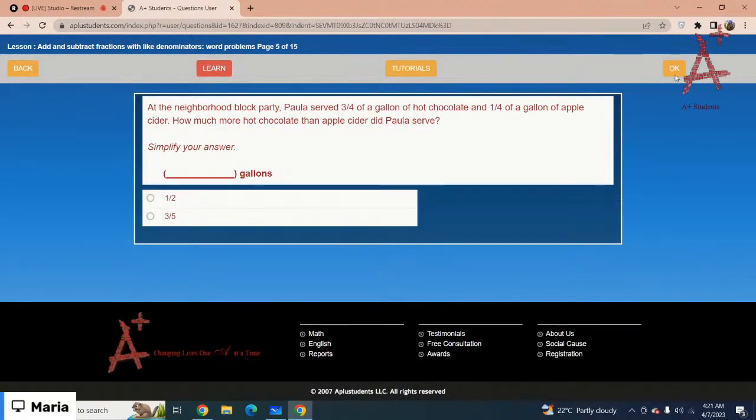Okay, at the neighborhood block party, Paula served 3/4 of a gallon of hot chocolate and 1/4 of a gallon of apple cider. How much more hot chocolate than apple cider did Paula serve?